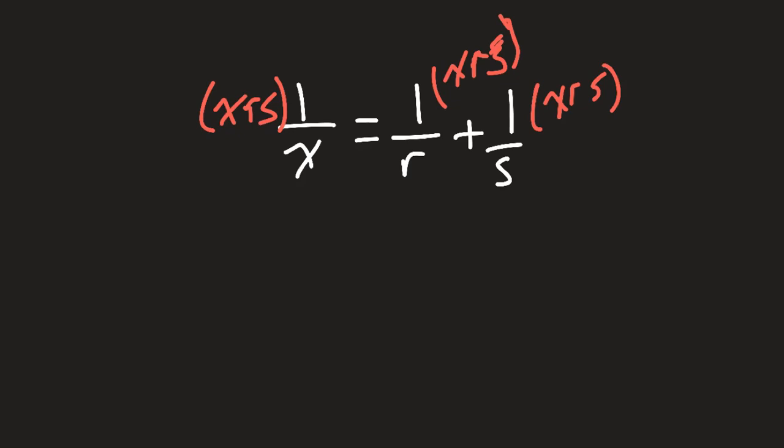When we do that, I'm just going to do some canceling now. So my x here will cancel out this x here. My r here will cancel out this r here. And my s here will cancel out my s here. Now I'm going to rewrite.